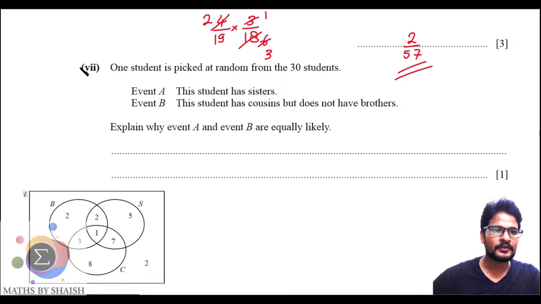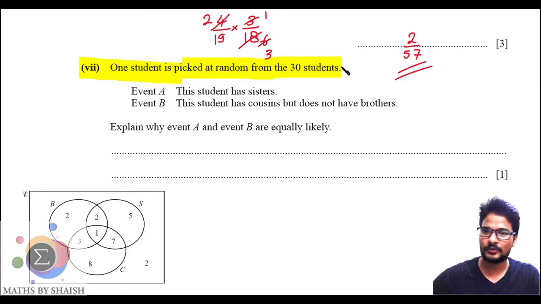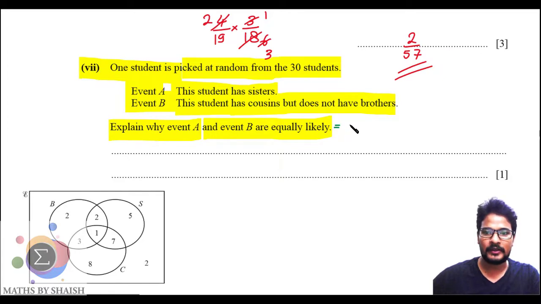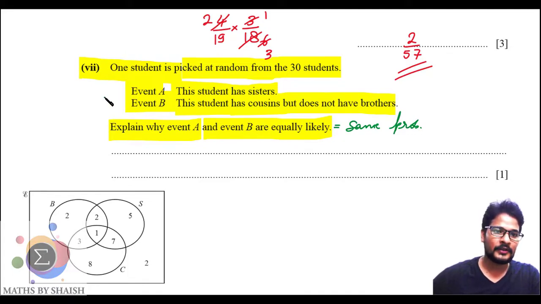And here's the 7th part. One student is picked at random from 30 students. Event A: the student has sisters. Event B: this student has cousins but does not have brothers. Explain why event A and event B are equally likely. Equally likely means same probability. So we are going to prove that if the event A probability is the same as the event B probability, it means they are equally likely.